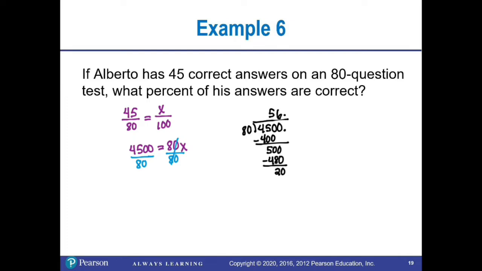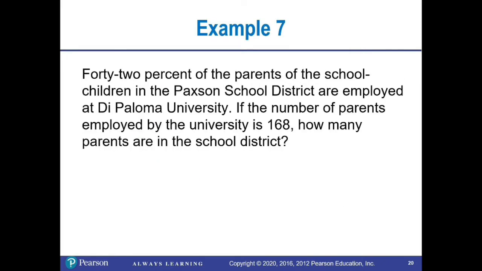Write a 0 to the right of the decimal place and bring that 0 down. 80 goes into 200 2 times with 40 left. Write another 0 to the right and bring down that 0. 80 goes into 400 5 times, and finally we have none left. So our percent here is 56.25%. Let's look at example 7.